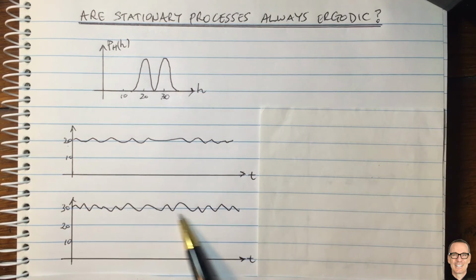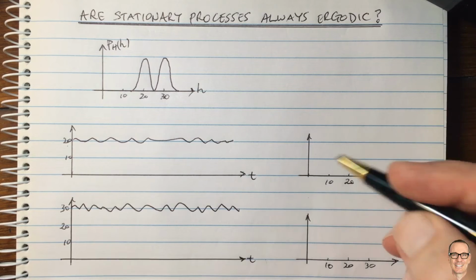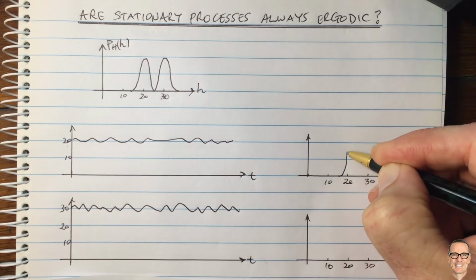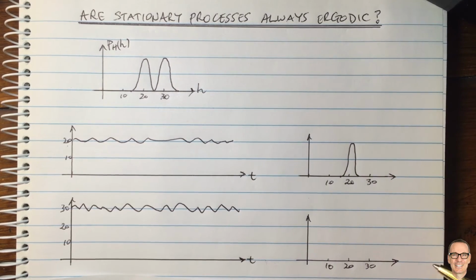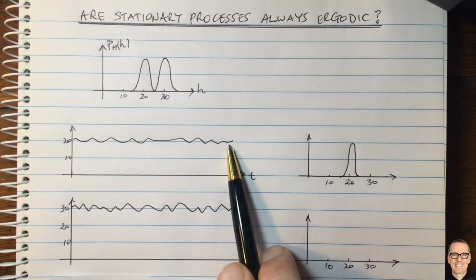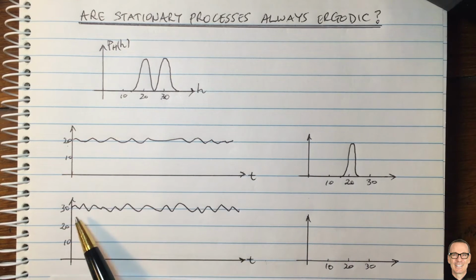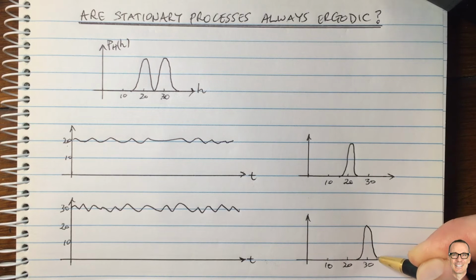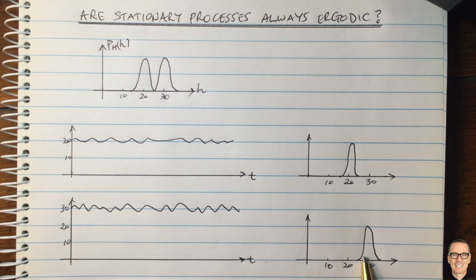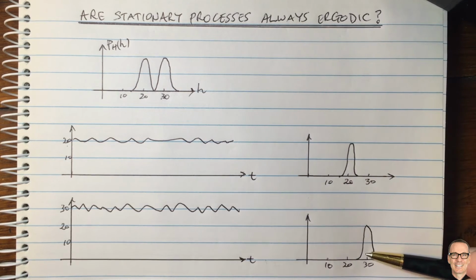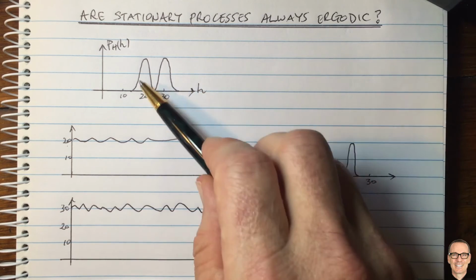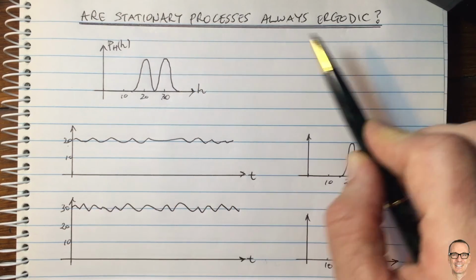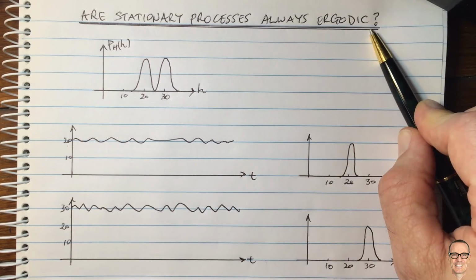Now let's look at the histograms of these two sequences. In this case, the histogram would be centered on 20,000 feet. And so the histogram would look like this for that flight on that day for that sample path. For this one, of course, it's flying at 30,000 feet and the histogram would look like this. So clearly these two histograms are not the same. They are also not the same as this overall density function. So certainly it is not ergodic.